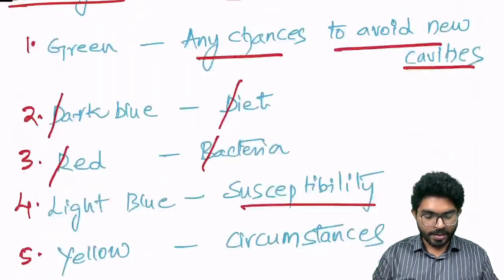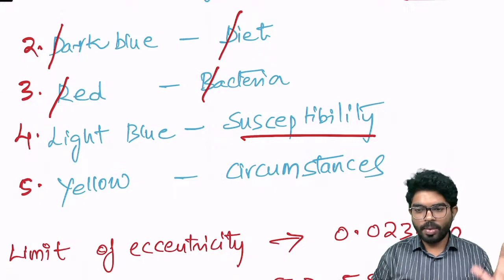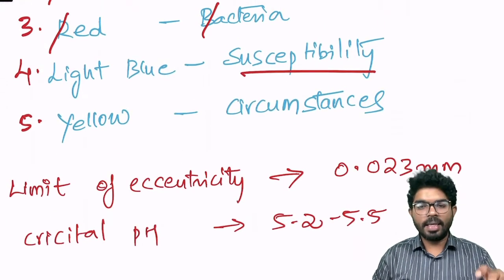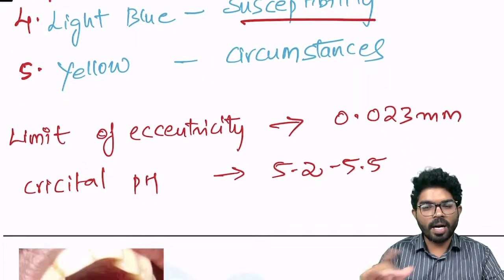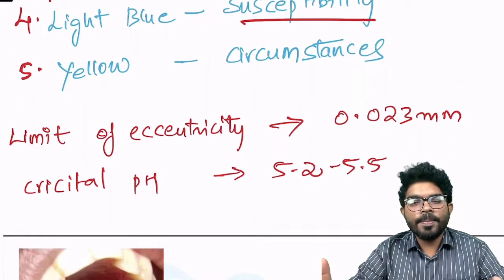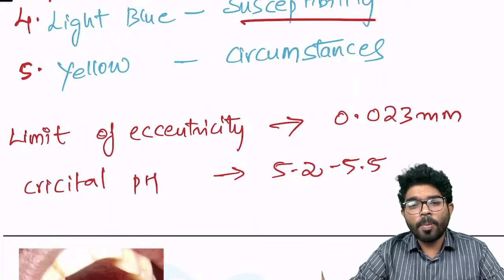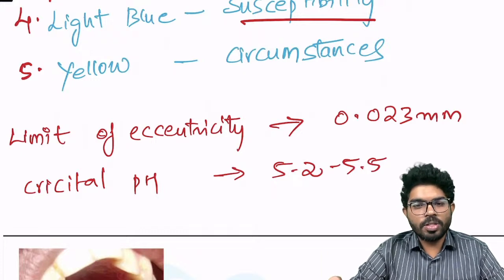Okay, right. So I'm done with the Cariogram. Then the limit of eccentricity, which is called runout, which is a part of your operative dentistry. The maximum acceptability of runout is 0.023 millimeters, after which the handpiece has to be replaced.